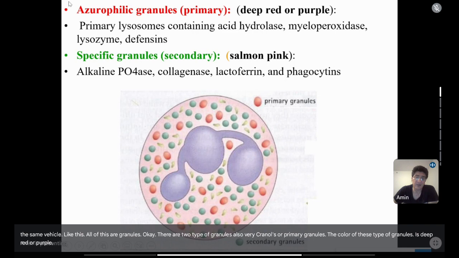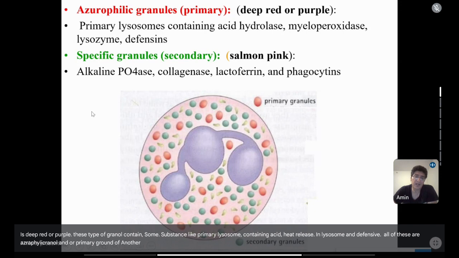This type of granule contains some substances like primary lysosome containing acid hydrolase, myeloperoxidase, lysozyme, and defensin. All of these are azurophilic granule or primary granule.